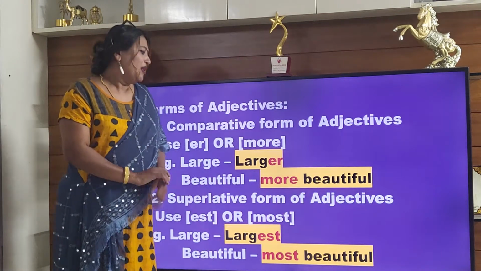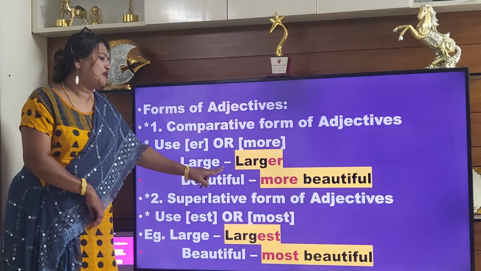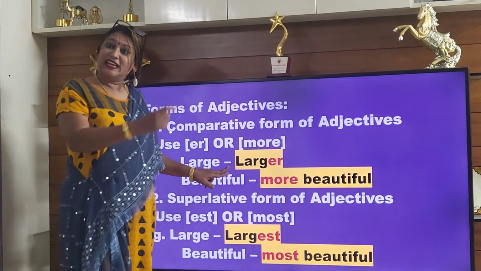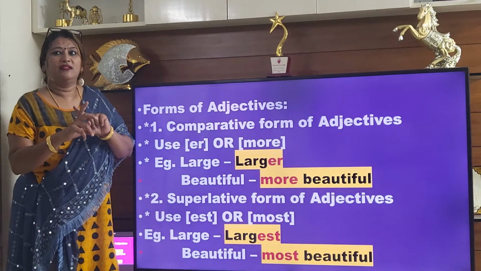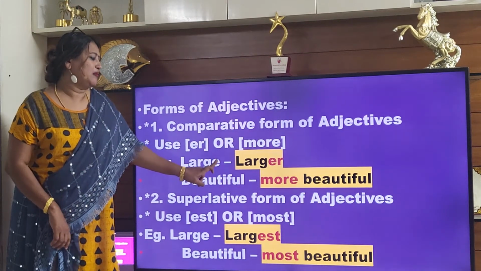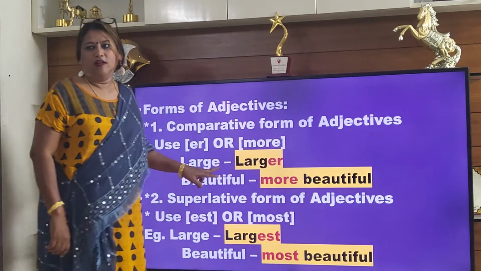Now again you'll say, ma'am, you said er, but after large, the e is already there. If you add er next to that e, it should not double up here. So that's the reason the e is removed. You just think e is removed and er, a single r, will follow.